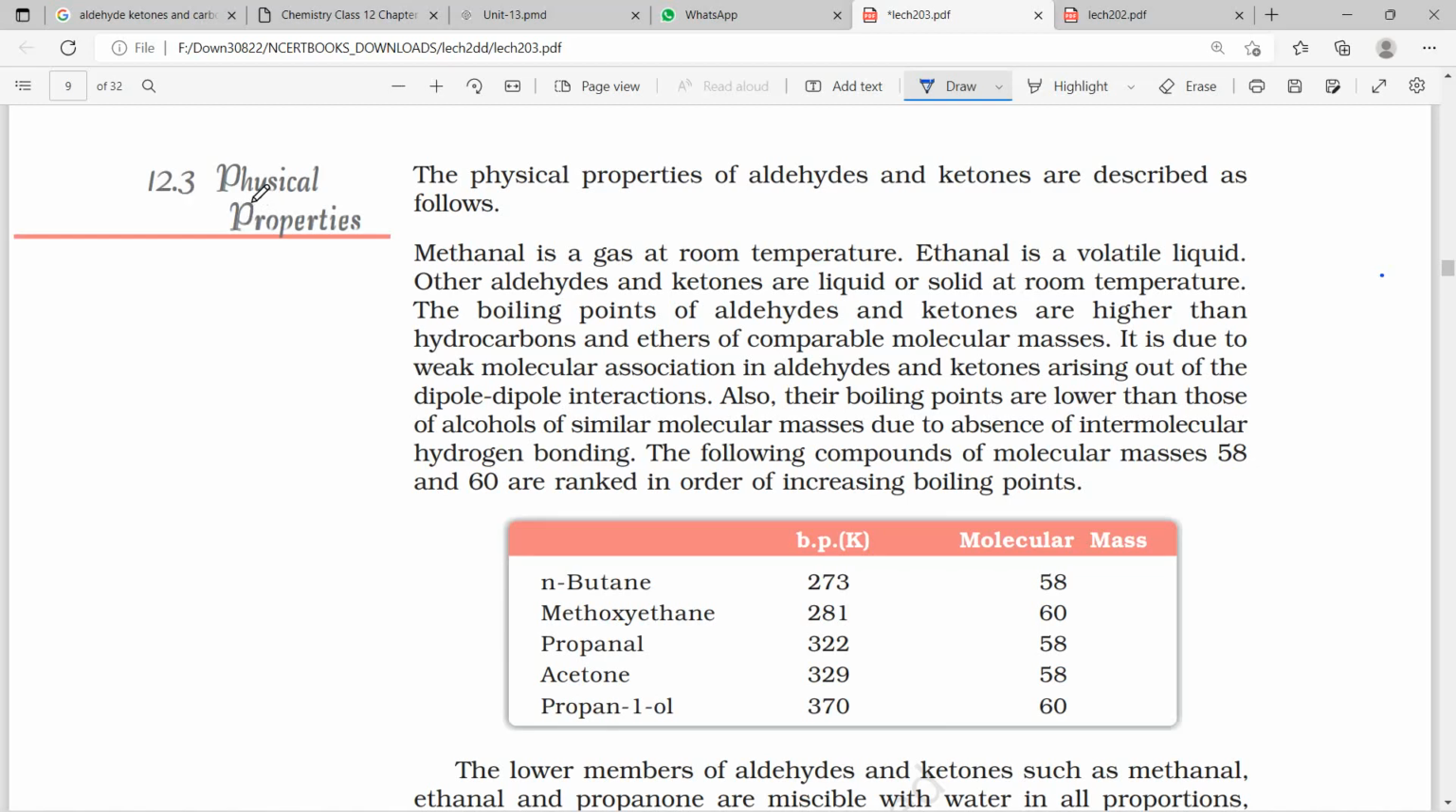Now we can see the physical properties of aldehydes and ketones. The first member of the aldehydes, methanal, HCHO, is a gas at room temperature, and the second member, ethanal, that is acetaldehyde, is a volatile liquid, so it easily evaporates. The rest are solid or liquid at room temperature. So the first member is a gas, the second member is a liquid. That is what we can remember there.